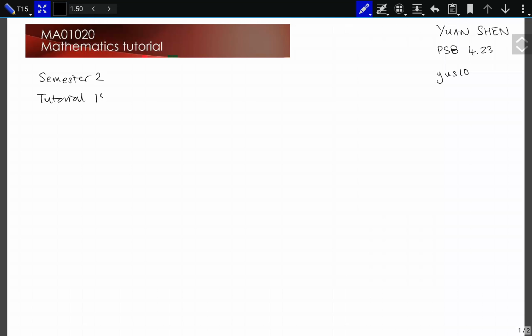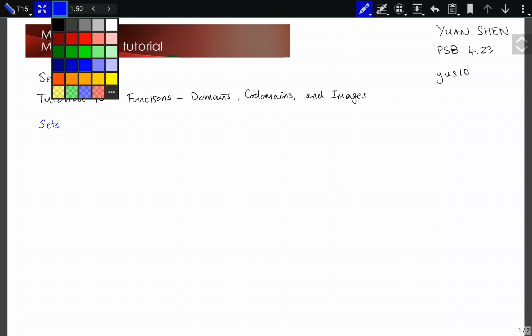Welcome to tutorial 15. This is our first lecture on functions, and we're going to cover domains, codomains, and images. As in tutorial today, you said that you may have heard the term domains and ranges, but the term range has been used for either codomain or image, and so to avoid confusion, I'm going to use these words instead. So a few words on set theory.